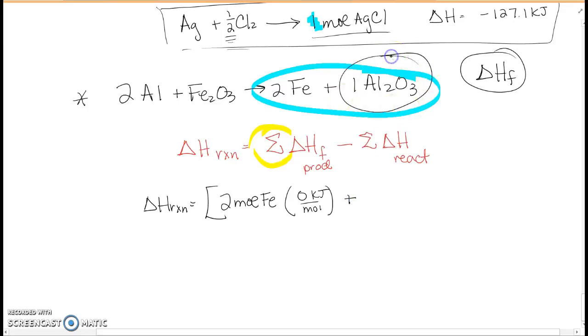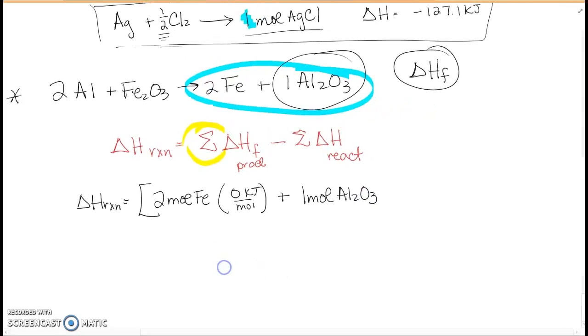Plus, I have 1 mole of Al2O3. And here's where you look on the table. This one's there. See if you can find it. When you do, it's negative 1,675.7 kilojoules per mole. That is the heats of formation of the products. Then I'm going to subtract the heat of formation of the reactants.